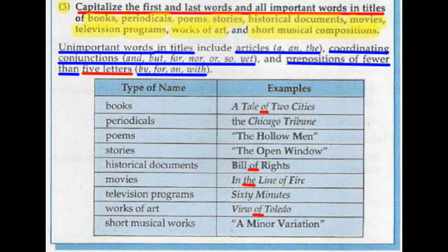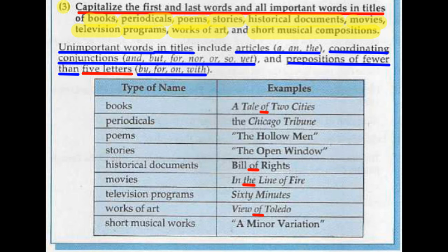Capitalize the first and last words and all important words in titles of books, periodicals, poems, short stories, historical documents, movies, television programs, works of art, and short musical compositions. Now let's underline the next part. Unimportant words in titles include articles, a and the, coordinating conjunctions, and, but, for, nor, or, so, yet, and prepositions of fewer than 5 letters, by, for, on, with. Now all of those are examples, and we're going to look at some of the titles below.